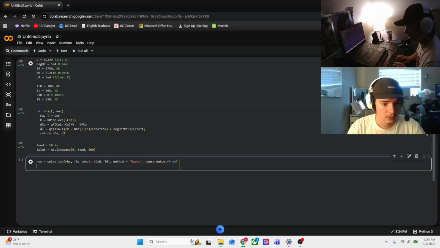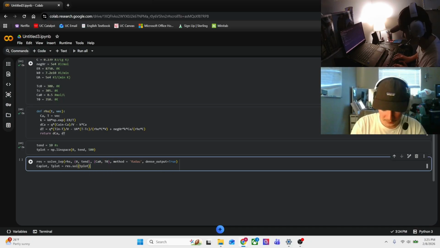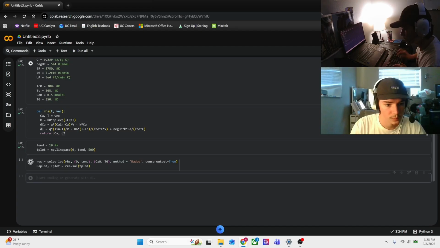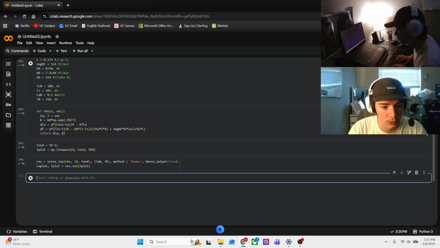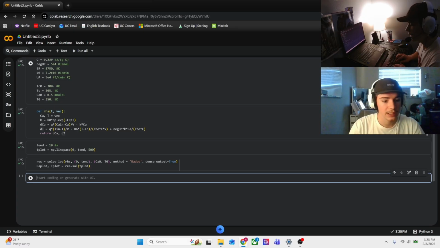Fantastic. Moving on from there, we can go ahead and call our CA plot and our T plot the solution of this solve_ivp based off of our t_plot. Looks like that all worked. So we are good to go ahead and get our plot and our pie.